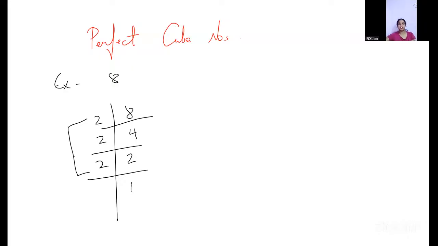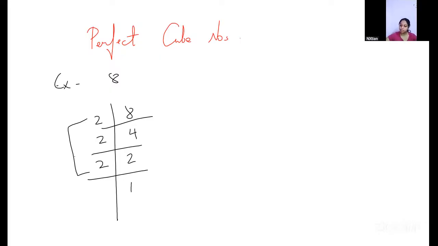Okay, now try to understand this. When I do prime factorization of a number and I am able to make pairs of 3, without any factor left behind, then that number is a perfect cube. Those numbers are called perfect cubes or cubic numbers.